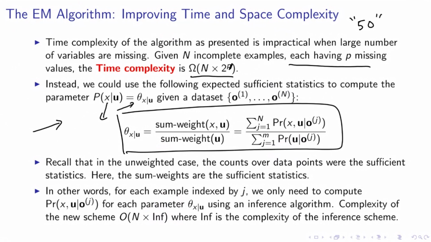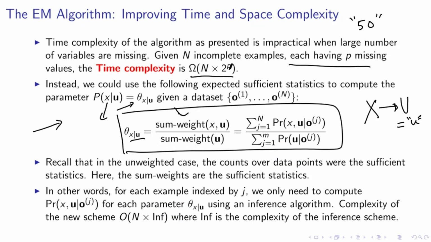So theta of x given u is nothing but the parameter associated with the CPT of variable x given an assignment u equals bold U to the parents of x. It turns out that the expected sufficient statistic for theta of x given u is nothing but the sum of weight of x comma u divided by the sum of weight of u.